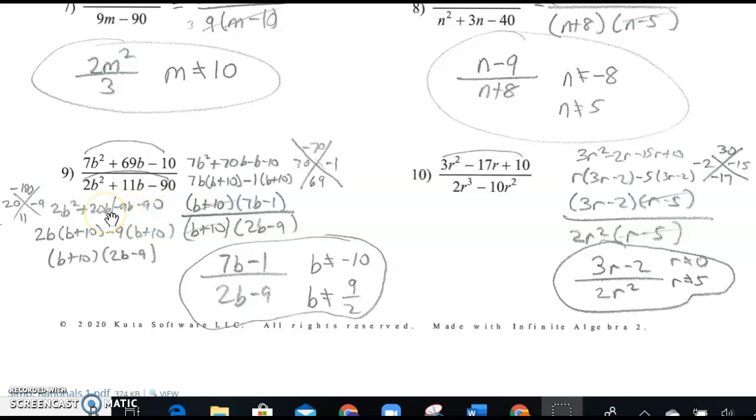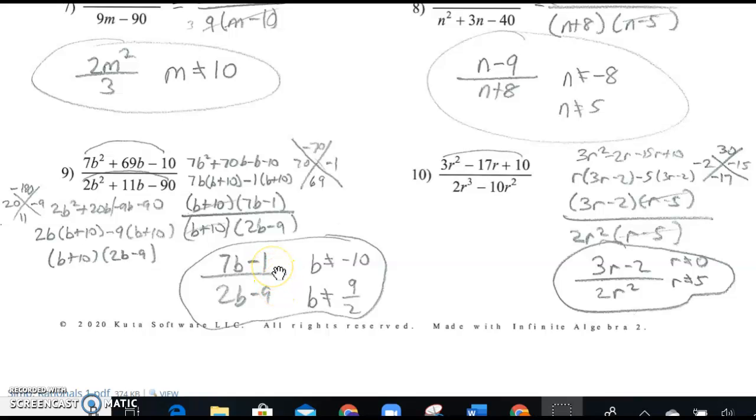Cut it in half. Factor 2b out of the first half. Negative 9 out of the second half. Leaving us with b plus 10 times 2b minus 9. So I wrote that out in factored form here. b plus 10 times 7b minus 1 over b plus 10 times 2b minus 9. That will cancel out the b plus 10s, leaving 7b minus 1 over 2b minus 9.